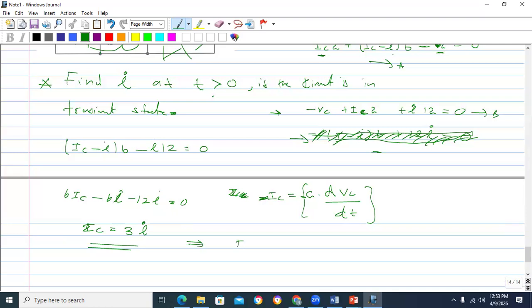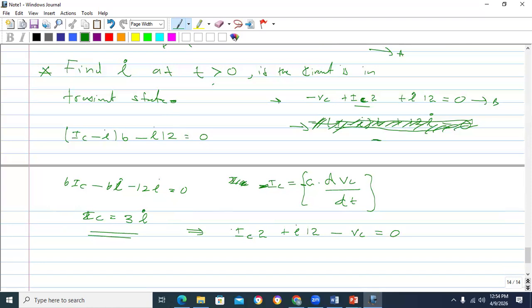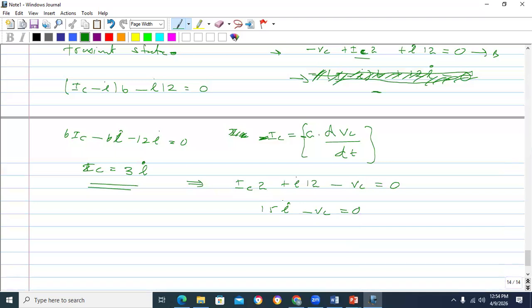So that is IC2. 2 is the resistor. IC2 plus I2L minus VC, I will write the minus VC here, that is equal to 0. Now, IC is equal to 3I, no? So instead of this IC, I can put 3I here. So it has 3I plus 12I, that is 15I, minus VC is equal to 0. So do you have a way to remove this VC?